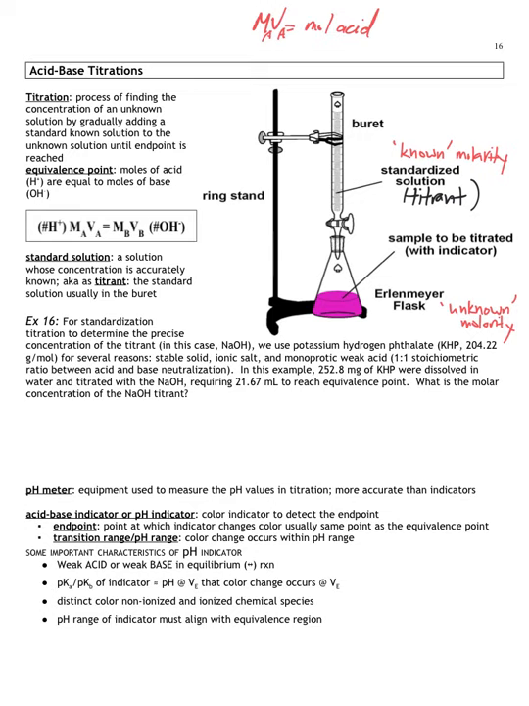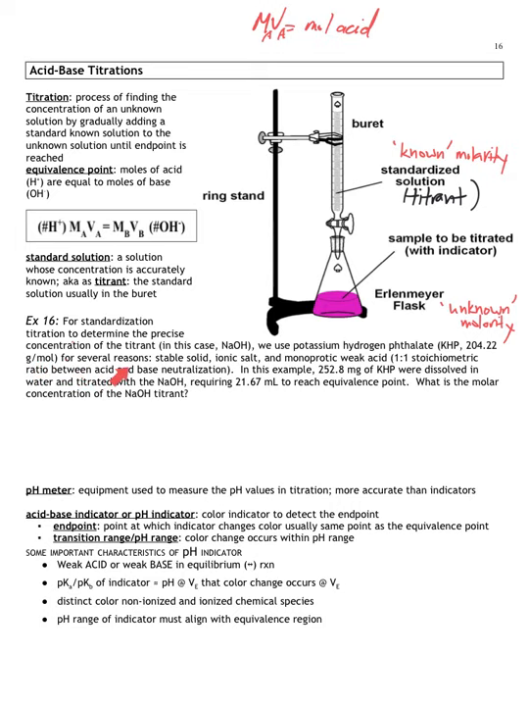Let's go ahead and do something called standardization. So we're going to do a problem that involves standardizing a solution, and we're going to work it out together. So let's start off. It says, for standardization titration to determine the precise concentration of the titrant, in this case NaOH, which is sodium hydroxide, we use something called potassium hydrogen phthalate. It's this huge ionic substance, abbreviated KHP. The molar mass of this big ionic compound is 204.22 grams per mole.